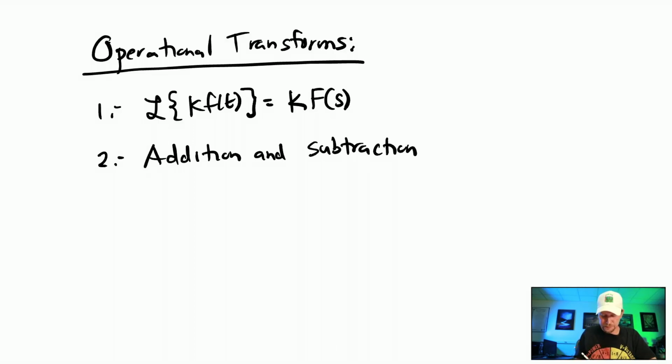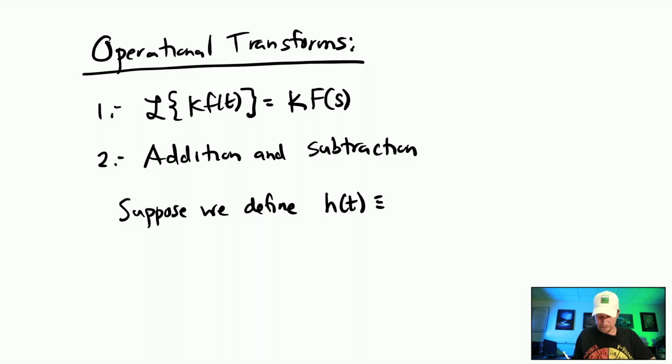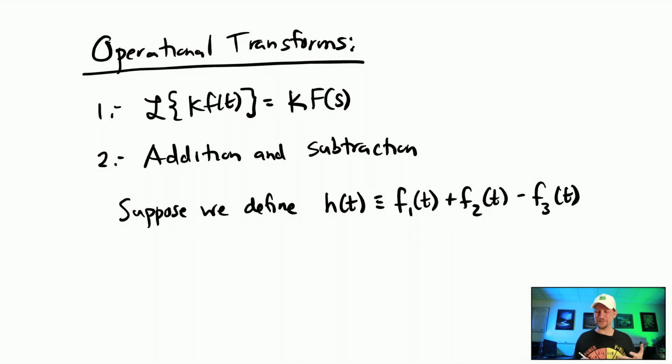So suppose we define h of t by definition as the sum of f of 1 and f of 2, and just for the heck of it, subtract f of 3, right? So what I'm doing is I'm making a new function by taking two other functions, adding them, and then subtracting.